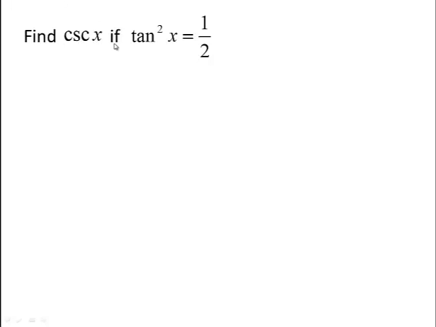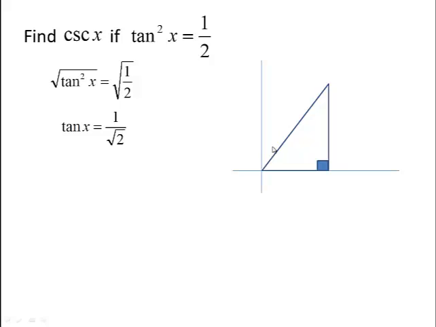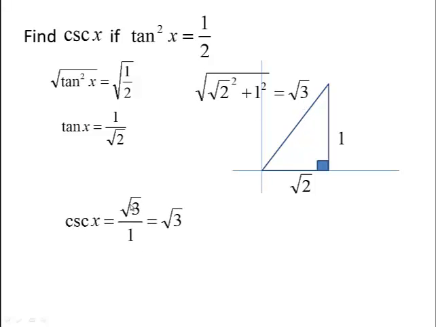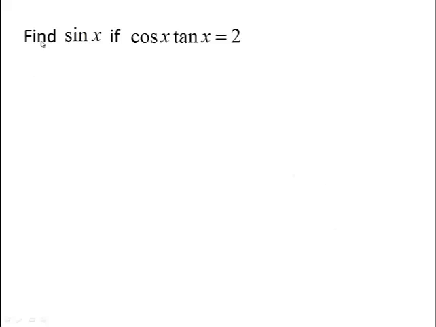Find the cosecant of x if tangent squared x is equal to 1/2. Take the square root of both sides, draw a triangle, so I have opposite over adjacent. That means that my cosecant is going to be hypotenuse over opposite. So we have to find the hypotenuse, is rad 3 over 1, right? Hypotenuse over opposite gives me rad 3.